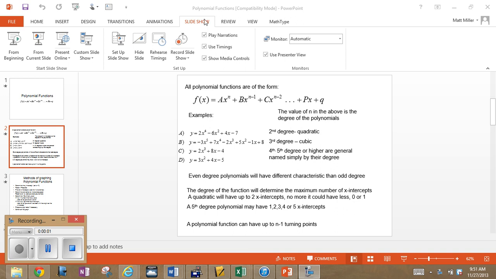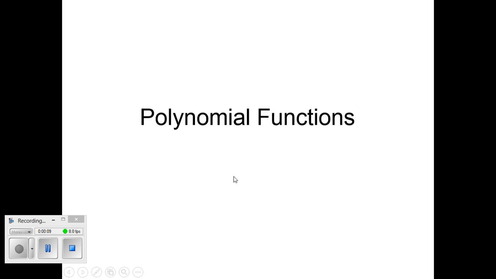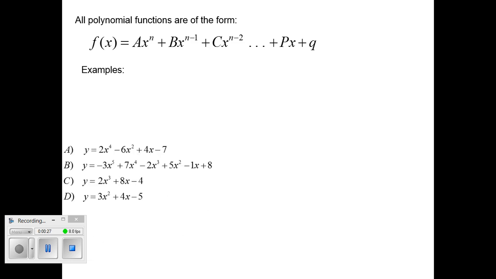Right, welcome back. We're going to start talking about our polynomial functions. Polynomial functions are anything that will have this kind of general form: ax^n plus bx^(n-1), n being an integer, with decreasing powers. And so there's the form again, and examples.